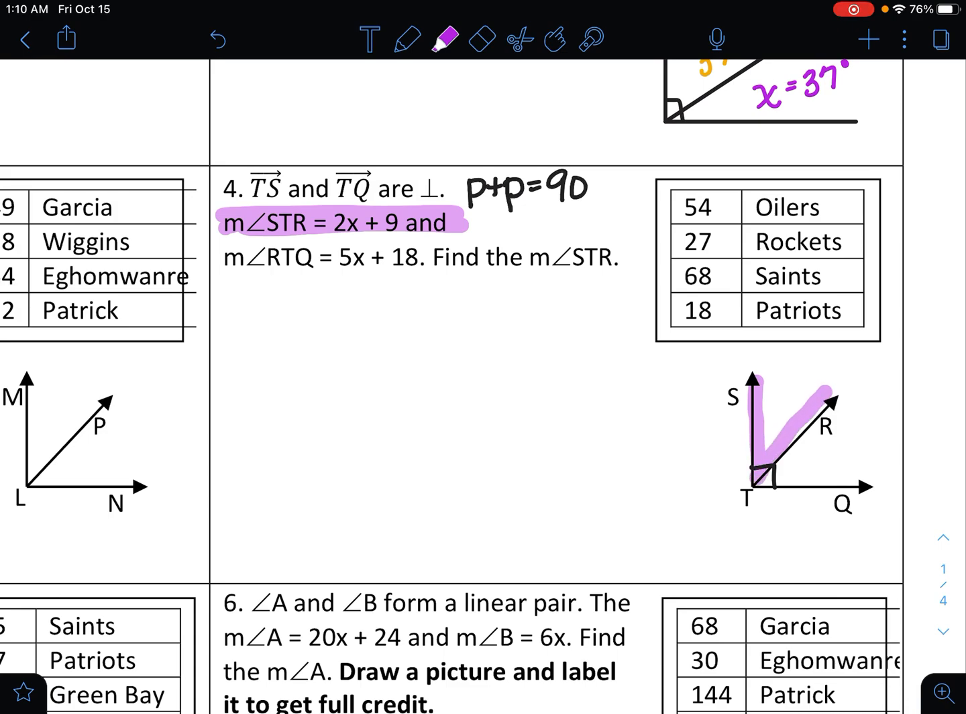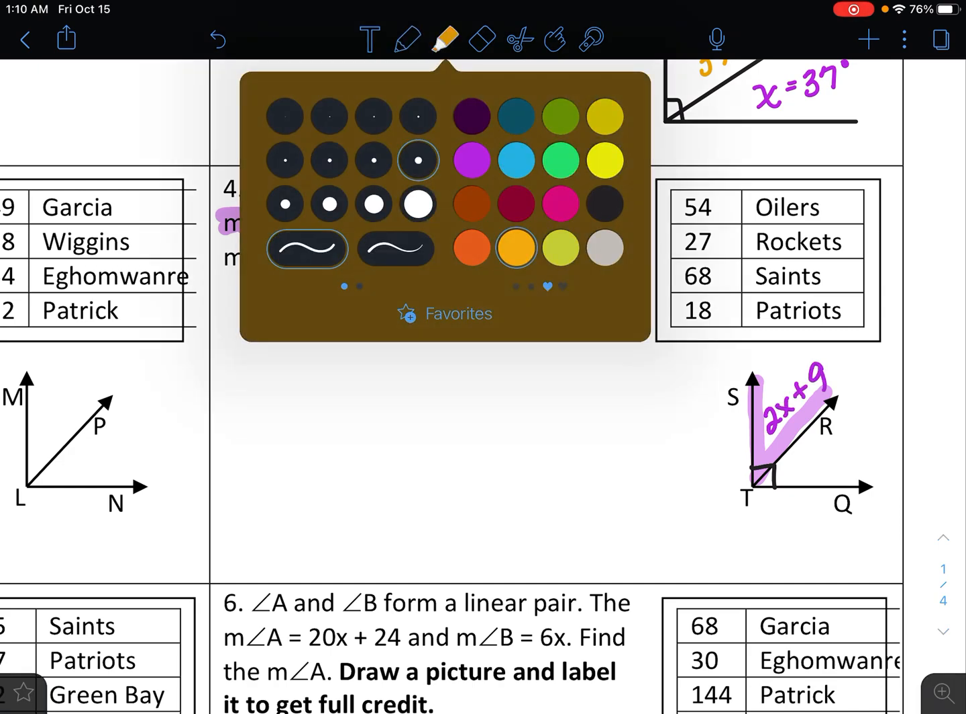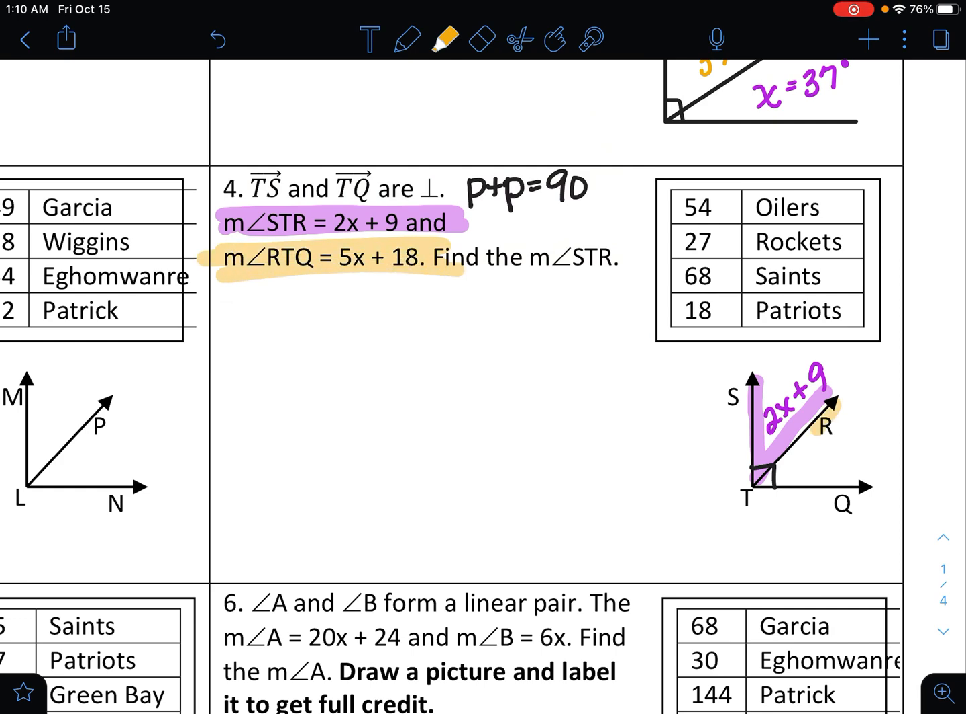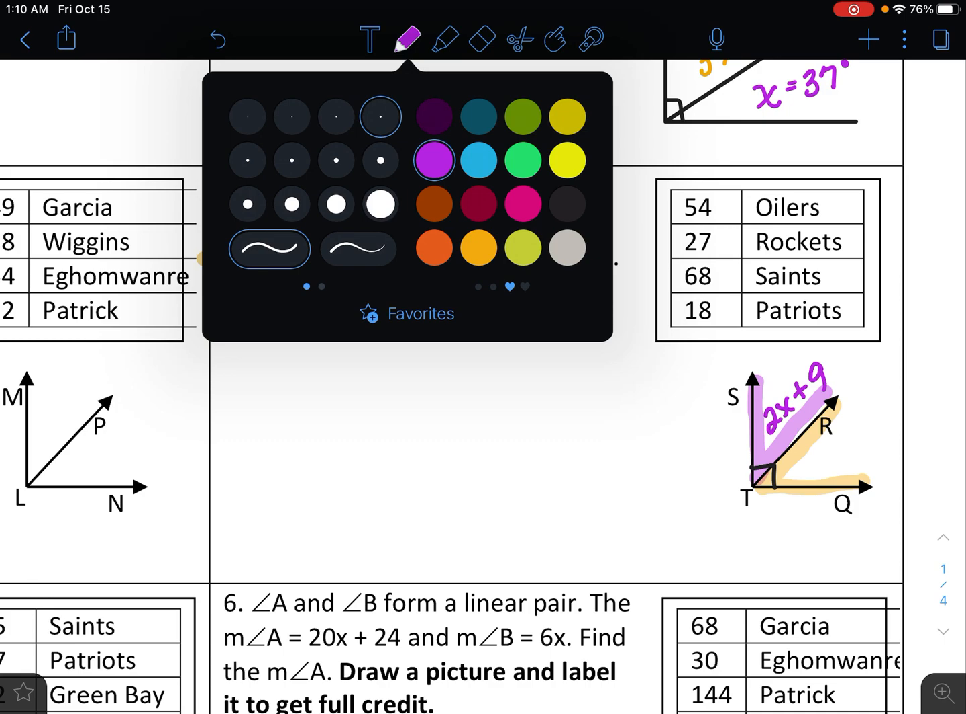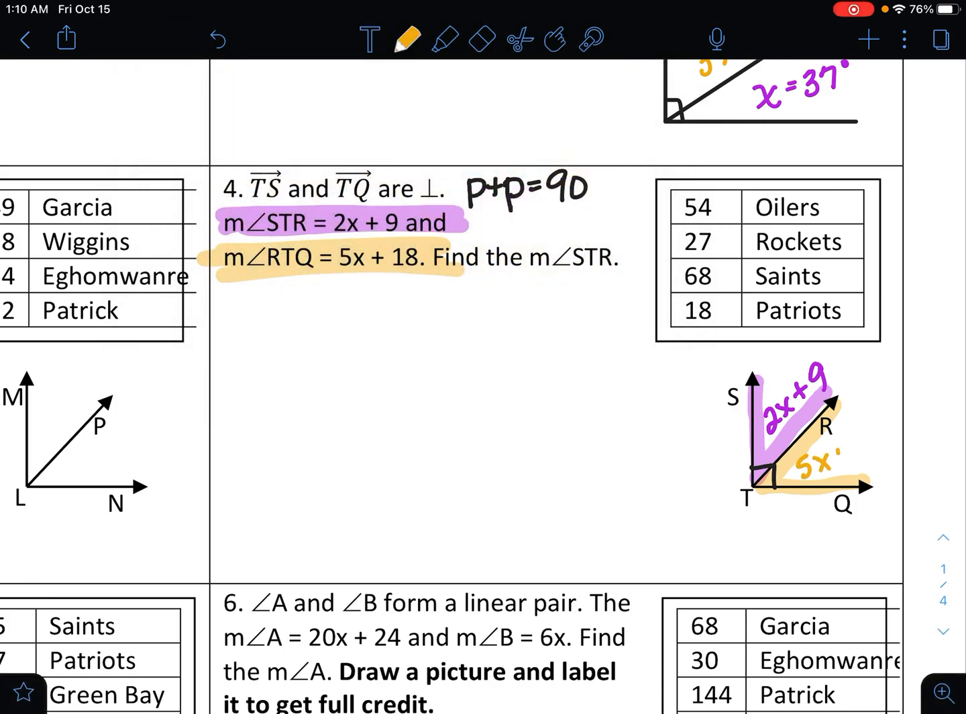So STR is 2x plus 9. And then we have RTQ, and that is 5x plus 18. So those are our two parts. So we have, again, 2x plus 9, and the other part is 5x plus 18. Add those together, so part plus part, and then equals 90, because it says perpendicular, and perpendicular means 90 degrees.